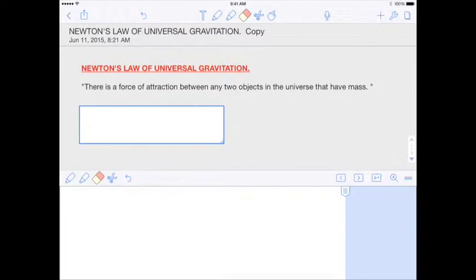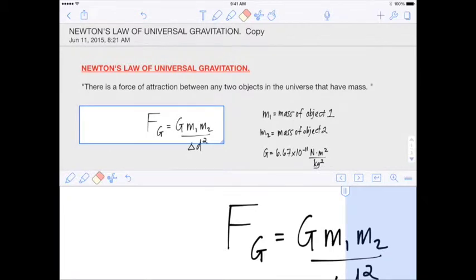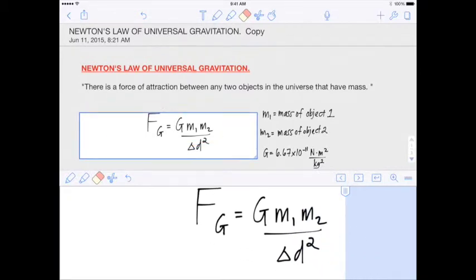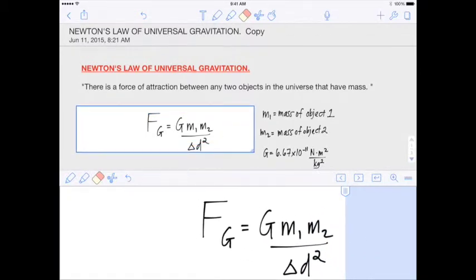So let's take a look at Newton's law of universal gravitation. Newton's law of universal gravitation can be expressed with this equation. When we're talking about universal gravitation, we use the capital letter G as our subscript. When we're talking about gravity on Earth or on another celestial body, we use the lowercase g.